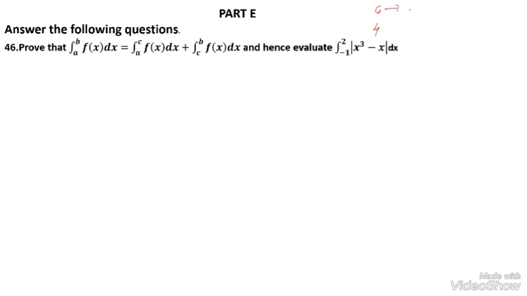Okay. Here there are 2 questions for 6 marks and 2 questions for 4 marks. You can solve any one out of these 2 questions. Here also you can solve any one question out of these 2. Okay. Then for this section, you have to take 10 minutes. Okay. Now answer the following question.